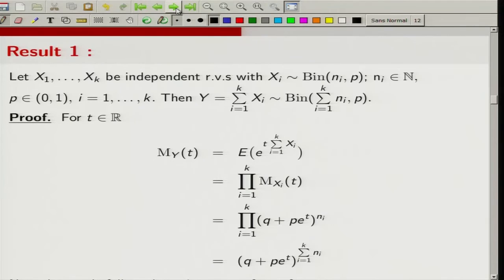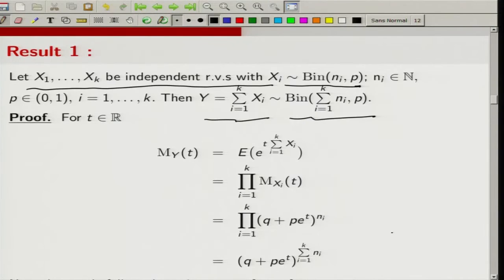Now let us do this result, which is about the reproductive property of the binomial distribution. This says let X1, X2, ..., Xk be independent random variables. Suppose Xi has binomial (ni, p). So they are independent. The probability of success is the same for each Xi, but the number of trials are different, which are ni. And suppose X1, X2, ..., Xk are independent. Then Y is equal to the summation of Xi again has a binomial distribution with number of trials as summation i is equal to 1 to k of ni and probability of success as p.